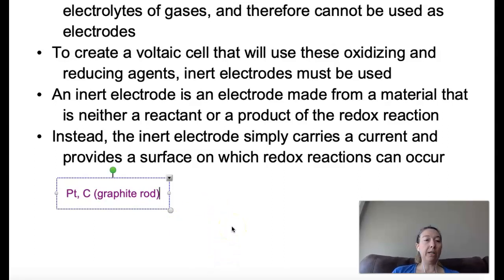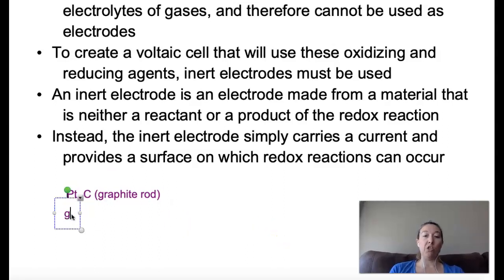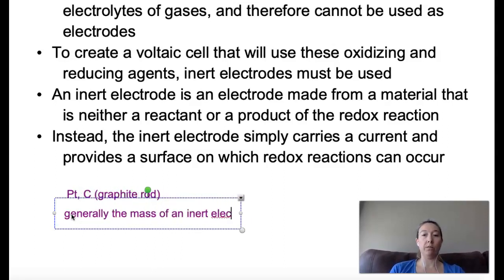So the inert electrode is going to be there to provide a surface for electron exchange. It's not there to actually participate in the reaction. You do find, though, that when you are talking about mass changes, right? Remember when we drew our cell, we talked about mass changes and concentration changes. I should still specify what type of mass change happens to it. Okay, generally what you find is the mass of an inert electrode does not change.